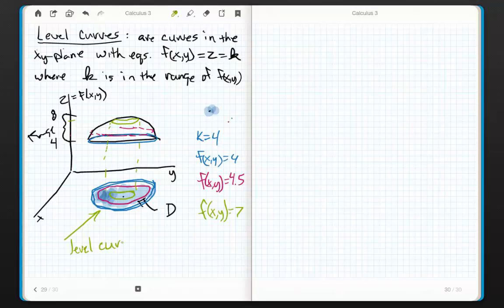Now, the thing to remember is you can only take a snapshot of values of k of the level curves, because think about this. If you took every single level curve and put it on the xy plane, what would you get? You'd get D. Now, I'm going to do a function, and then we're going to look at its level curves, which is pretty cool. We'll look at its level curves first, and then we'll look at the function itself and see how it works. It's pretty fun.